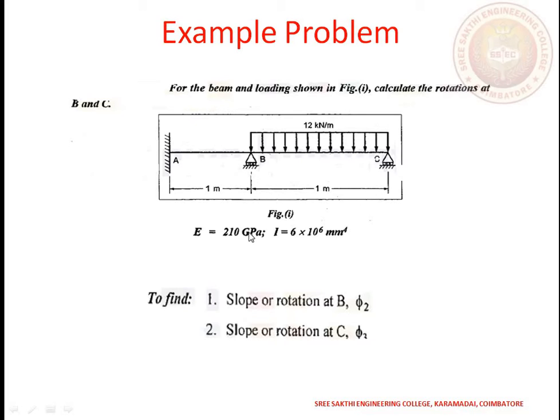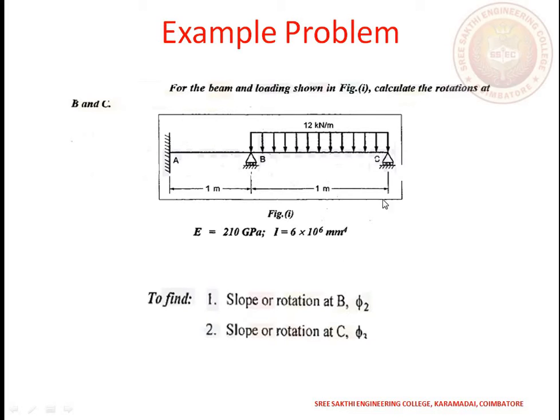Here E is given as 210 gigapascal, which is 210 into 10 power 9 newton per meter square. I is 6 into 10 power 6 mm power 4. Before substituting these values, you should convert mm into meter, because here meter is given, here also meter, here also meter. So we need to convert everything to meter. So E is equal to 210 into 10 power 9 Pascal, which is newton per meter square. We also need to convert I.